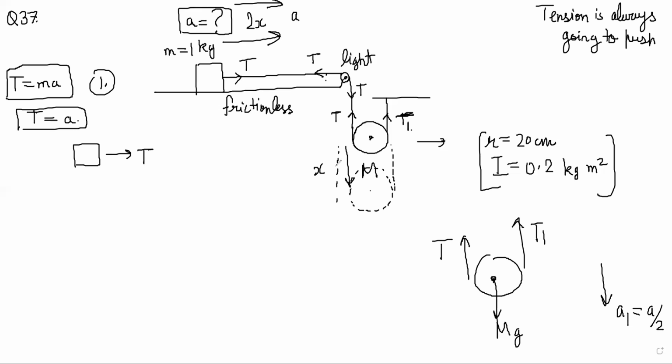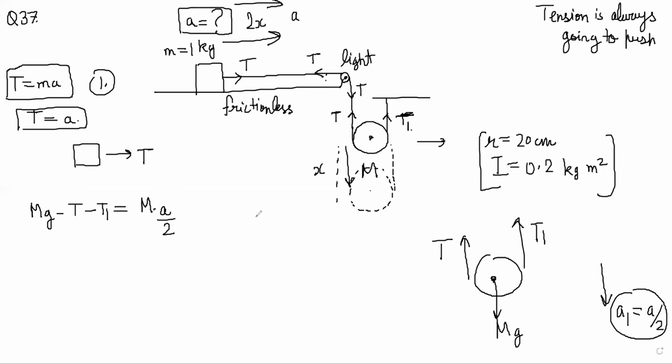Yeah. Because displacement here is half of displacement here, right? So this acceleration is a by 2. So now I have one fewer variable, right? So I will write equations like this: mg minus t minus t1 is equal to capital M into a by 2, right? And then I also have to write an equation for rotation, right?